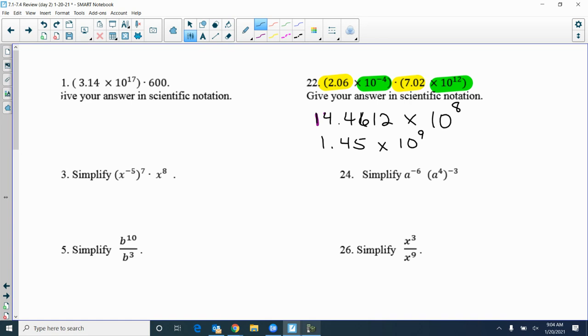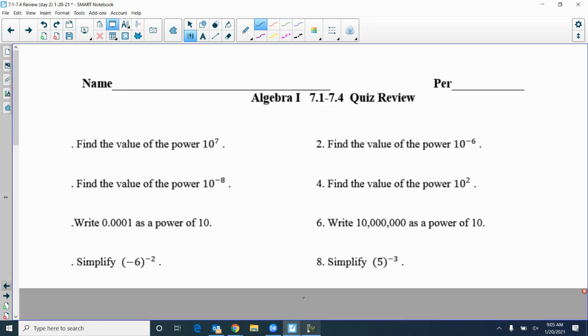Yep. If you make this number smaller, you have to make the other number bigger. You have to counter it. So anything you make smaller, you have to make the other one bigger. Okay. So now I'm going to write that as 1.45 times 10 to the 9. Does that make sense, Preston? All right. Go ahead and start on the evens.